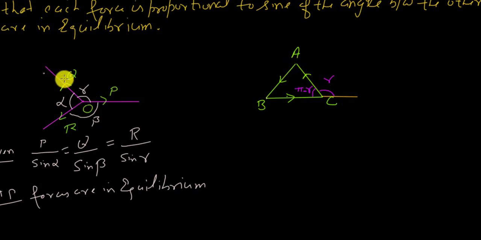Similarly this and this is converging, this is diverging, so I have to extrapolate this one. And this angle is alpha. So this angle would be pi minus alpha. Now this and this is beta. So I have to extrapolate it. And this angle is beta. So this angle would be beta.